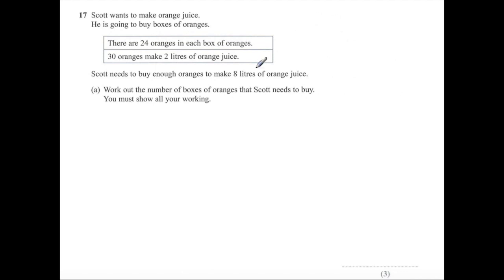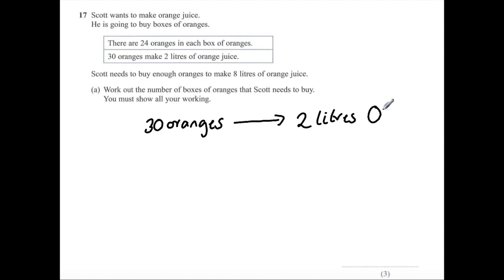So Scott needs to make 8 litres of orange juice. He needs 30 oranges to make 2 litres of orange juice. So 30 oranges makes 2 litres of orange juice. Let's write OJ. So how many oranges does he need to make 8 litres of orange juice?